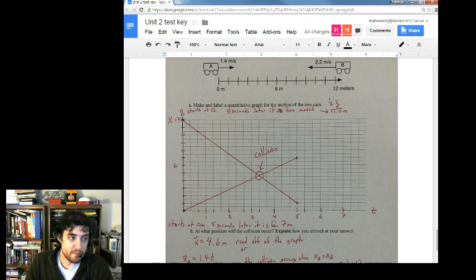I did the same thing for car B. Car B began at 12 meters, moving at negative 2.2 meters per second. So again, I did the same trick. I didn't want to try to plot every 2.2 meters, so I simply went out until it came out to a whole number, which in this case, again, at 5 seconds, 2.2 times 5 gives you 11, so that came out to negative 11. So from 12, over 5, down to negative 11, that gives me 2 points that I can connect.